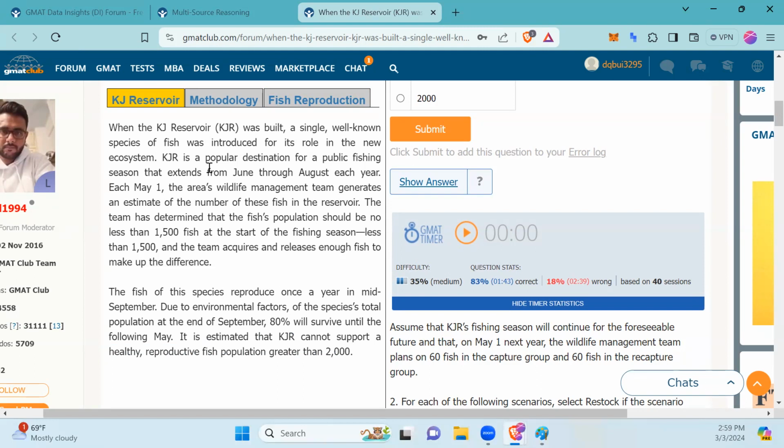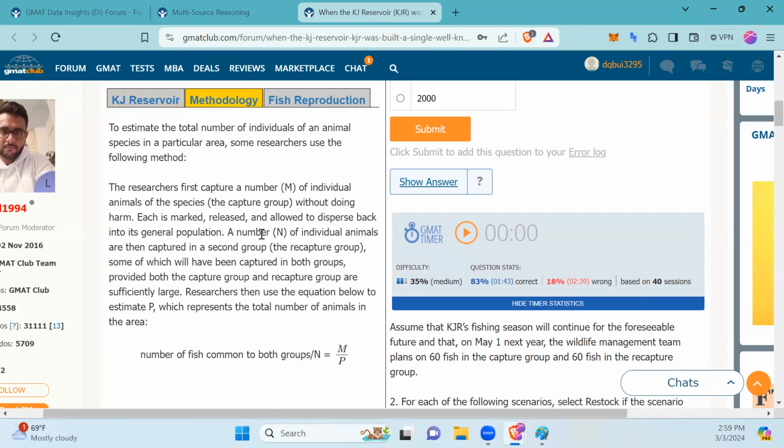Just 2,000 and below. The second tab is, well, the important thing is this formula here. They're talking about the methodology that they use to estimate the total number of fish in the reservoir.